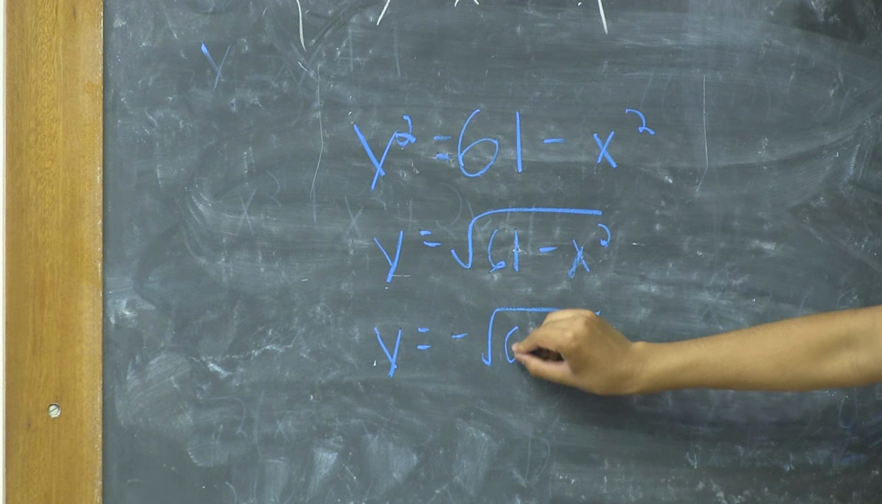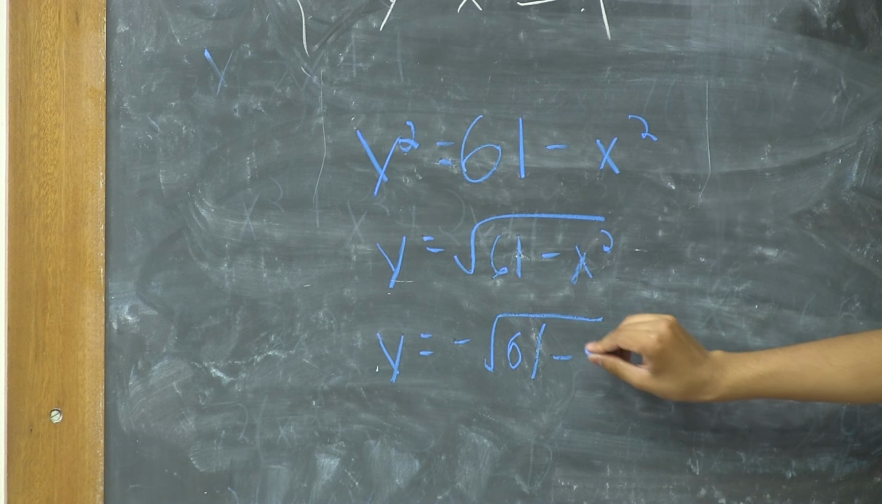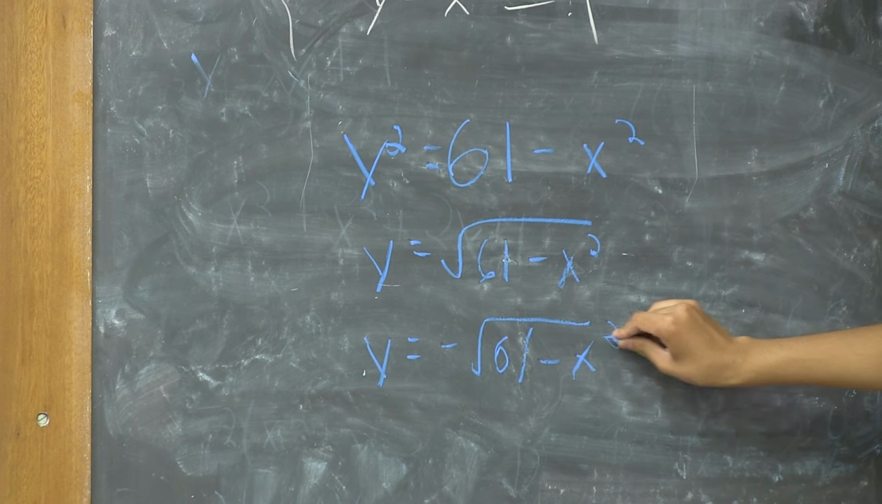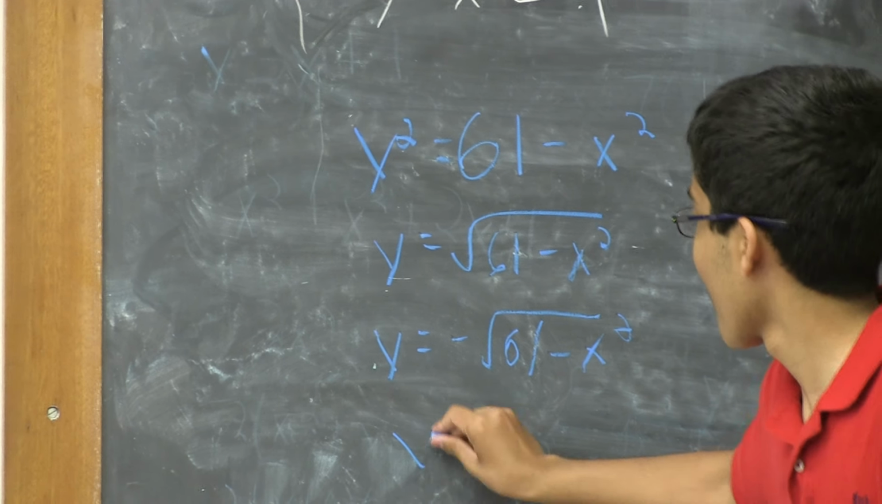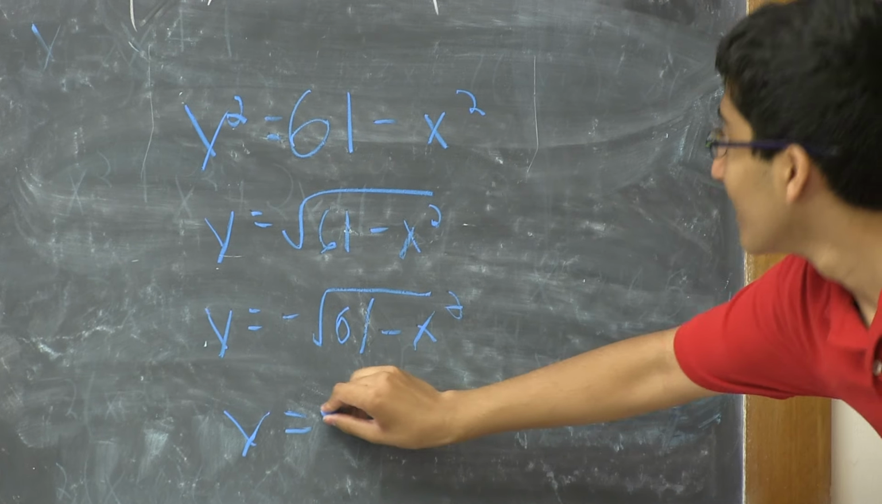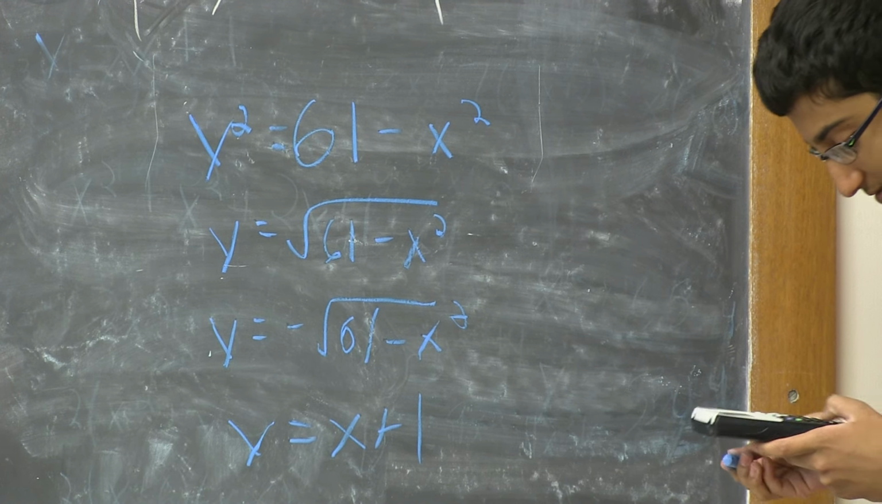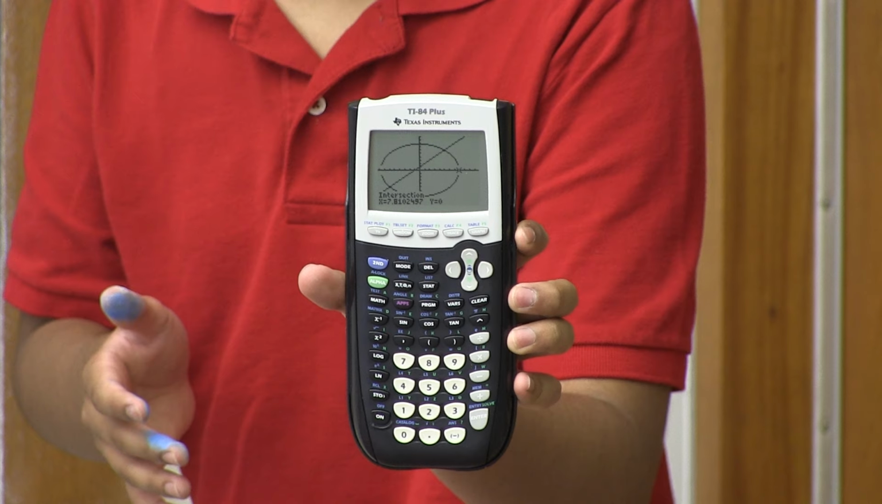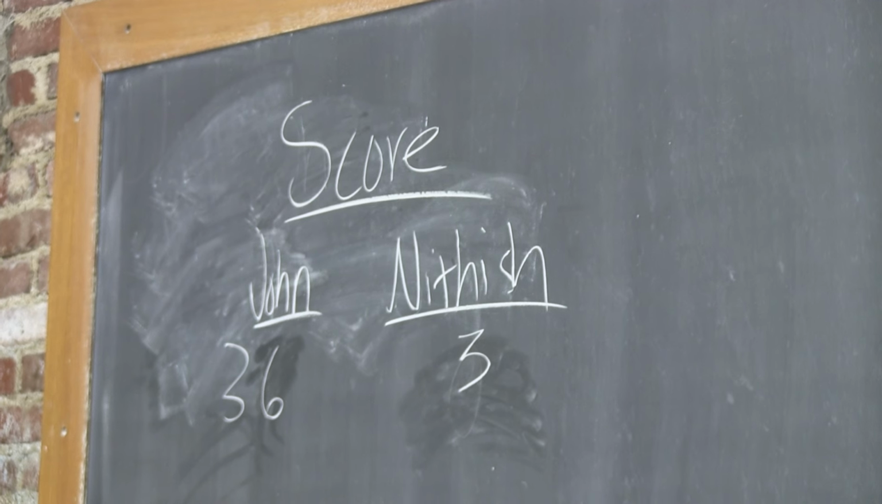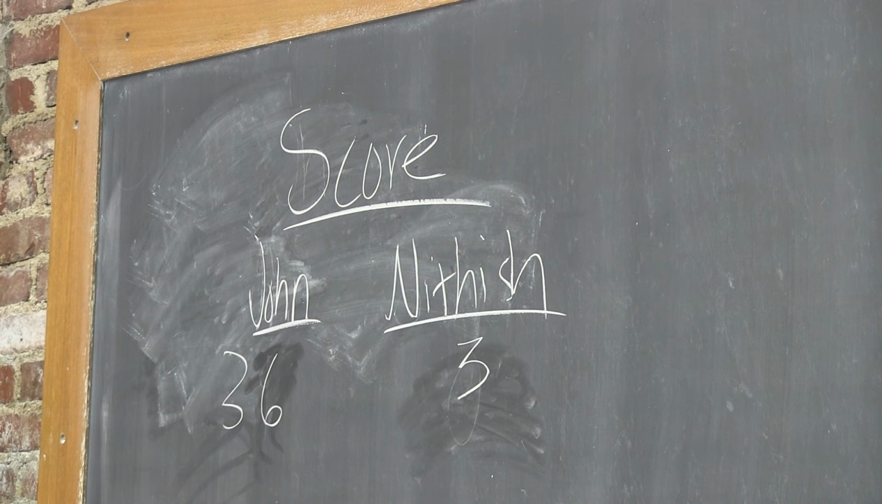For the circle, he has to isolate the y squared so that he can square root both sides and get two different equations so that he can plug into his calculator. They're both going to be semicircles that he graphs. He's also going to graph the line, and then by going to second calc intersect, he will be able to find the intersection. Nithish is now on the board, folks, with 3 points.